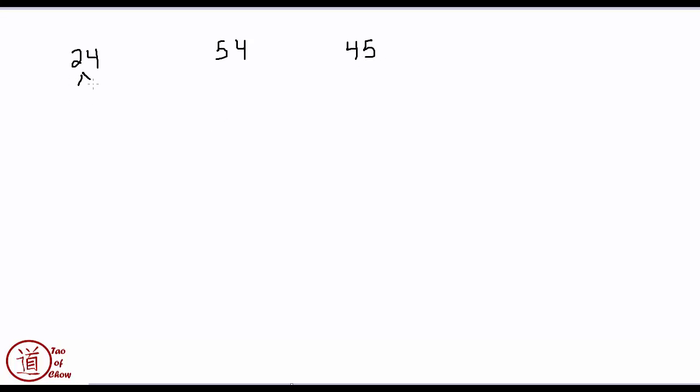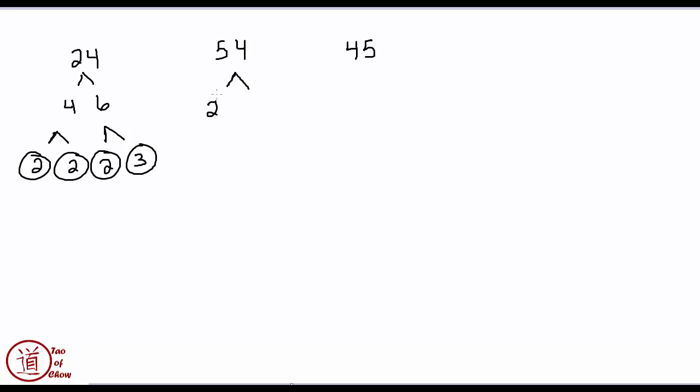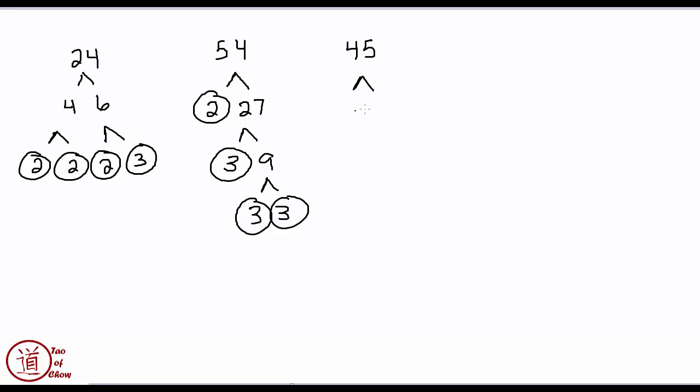Let's just start again quickly. 24 is 4 times 6. That is 2 times 2. 6 is 2 times 3. 54 is 2 times 27. 27 is 3 times 9. And 9 is 3 times 3. Now 45 is 3 times 15. 15 is 3 times 5.